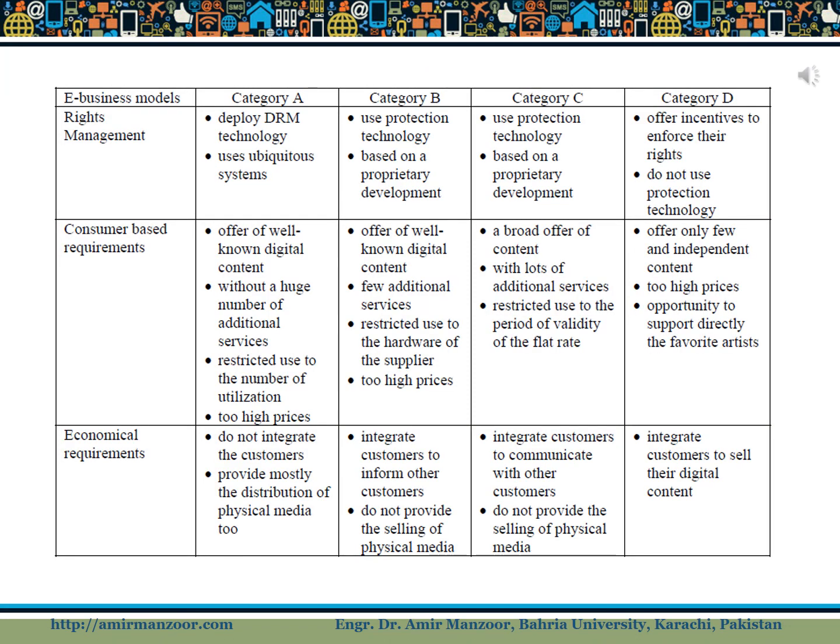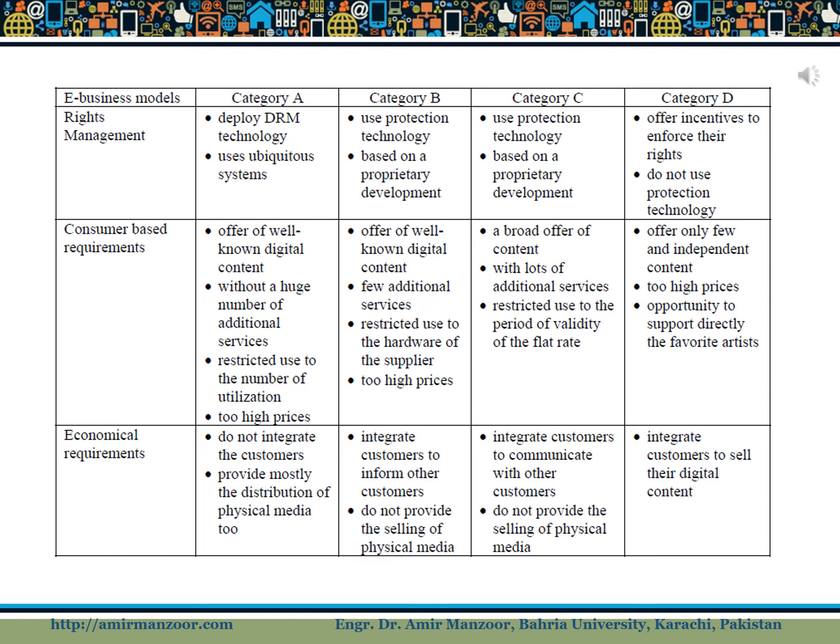This table provides a comparison of various categories of e-business models that have been discussed in this particular article with respect to three things. The first is the rights management, the second is the consumer-based requirements, and the third is the economical requirements. So what we should learn from here is, for example, on the rights management dimension, what different categories of e-business models can accomplish.